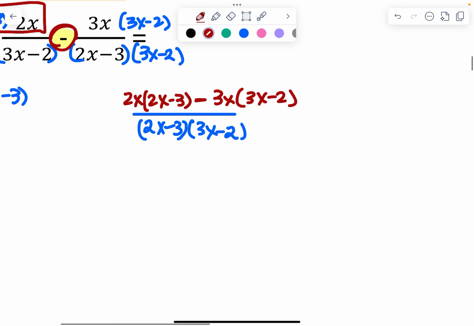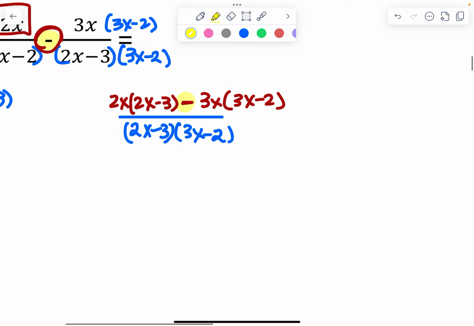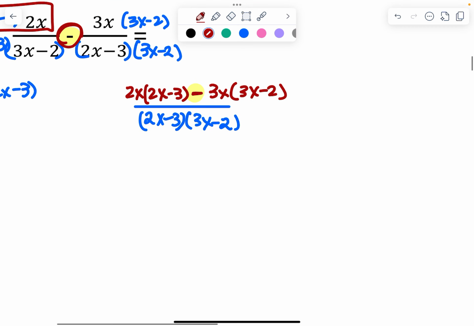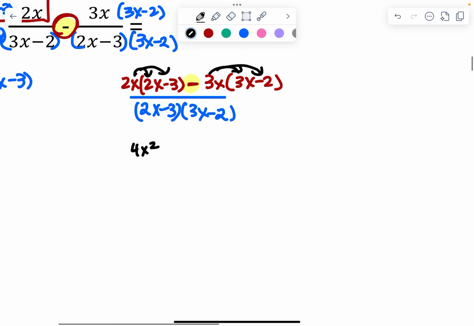Careful at this step. This is when people start trying to cancel things. You don't get to cancel these because of this minus sign. Anytime there's a minus or plus sign, you can't cancel. And so what we would do next is we actually have to simplify the numerator by distributing and then combining like terms. And so 2x times 2x would give me a 4x squared minus 6x. And then careful with this negative. This negative gets distributed as well. So that'd be negative 9x squared and then plus 6x.